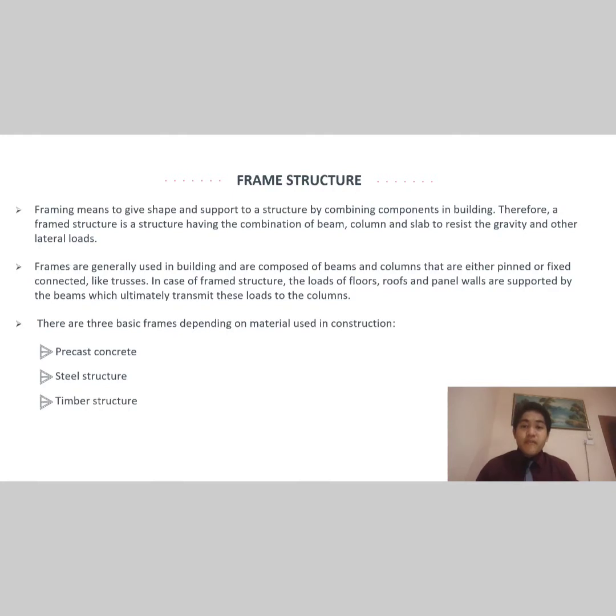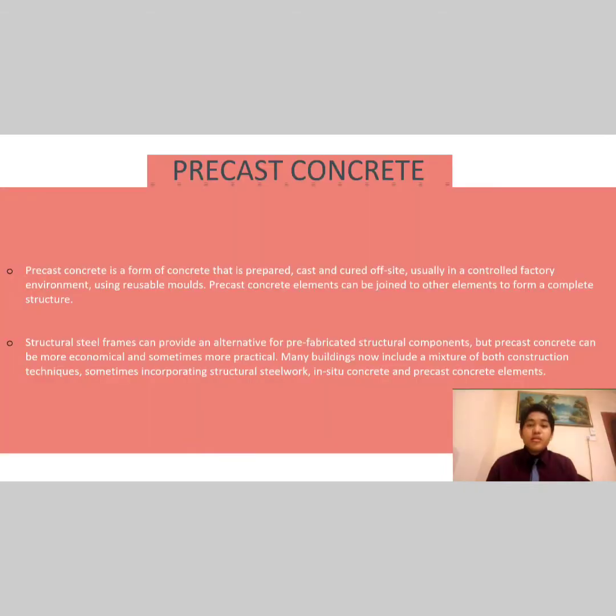There are three basic frames depending on material used in construction: precast concrete, steel structure, and timber structure. Precast concrete is a form of concrete that is prepared, cast and cured off-site, usually in controlled factory environment using reusable mold. Precast concrete element can be joined to other elements to form a complete structure.